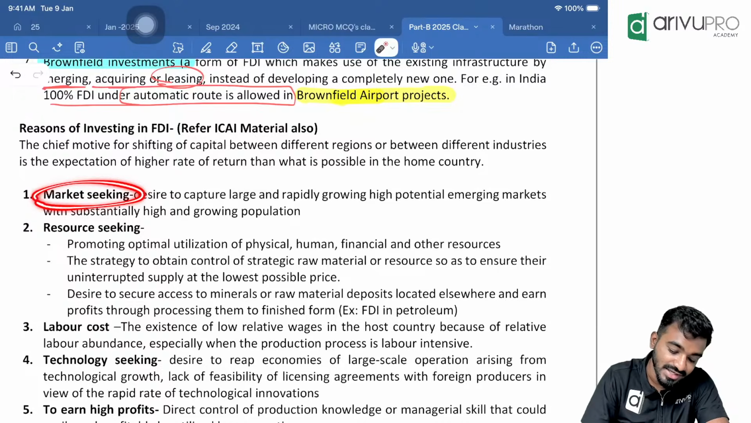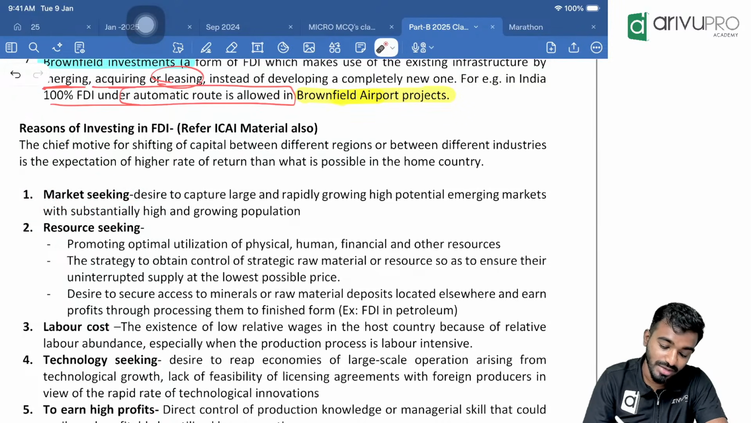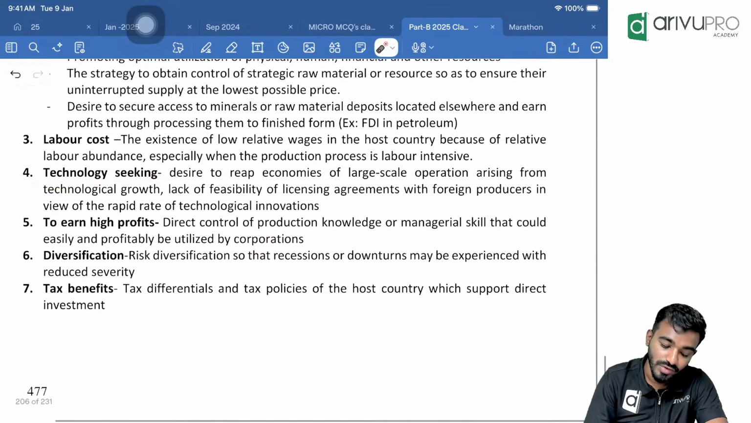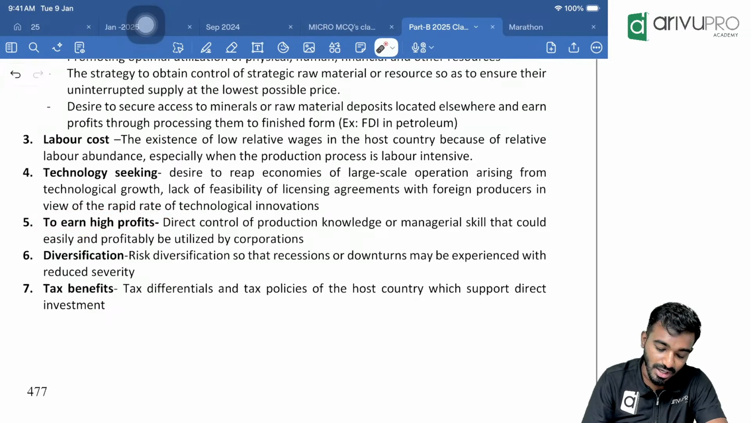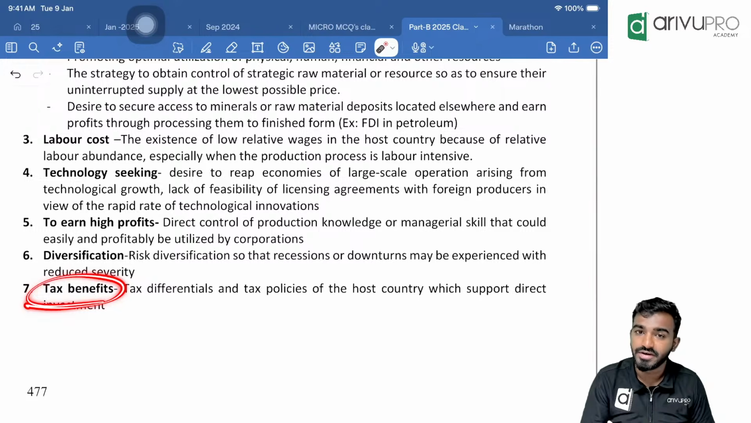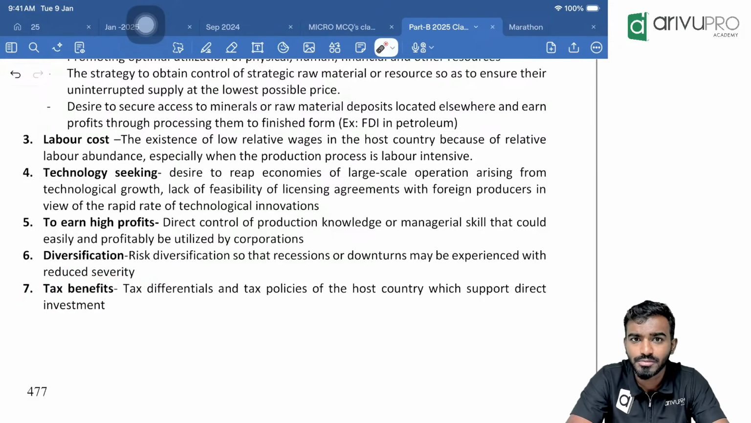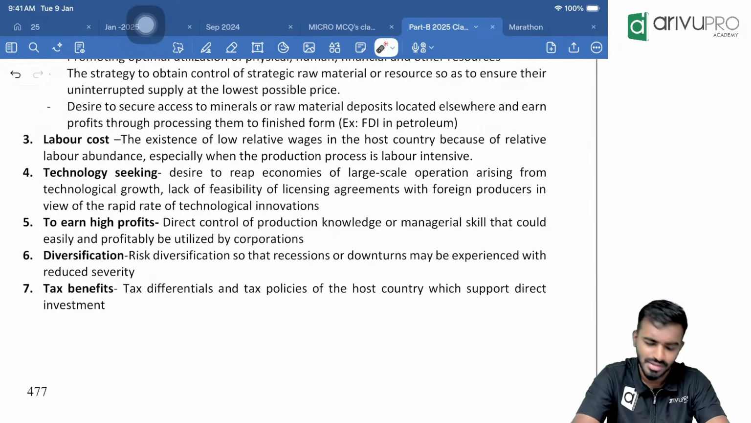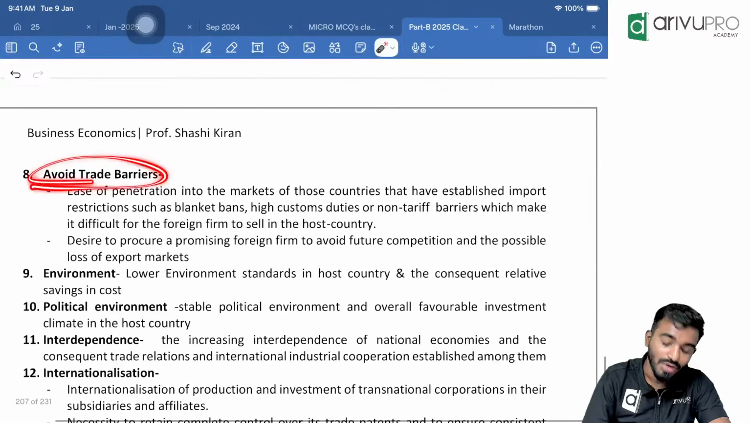Market seeking: I want your nation's market to sell my goods and services. Resources are great in your country, there is availability of cheap labor resources, and technology is improving. I can earn more profits by making your people fools. Diversification: I want to start something new in a different country. Tax benefit: the finance minister said, you come, we will not take tax from you, and from our own people we will collect more tax. So we are coming inside and avoiding barriers.